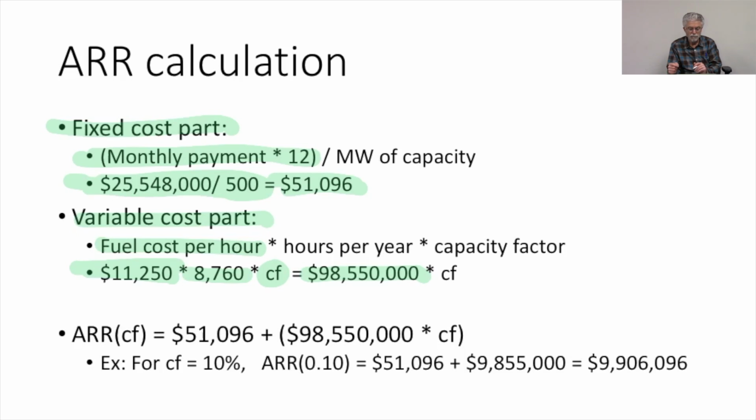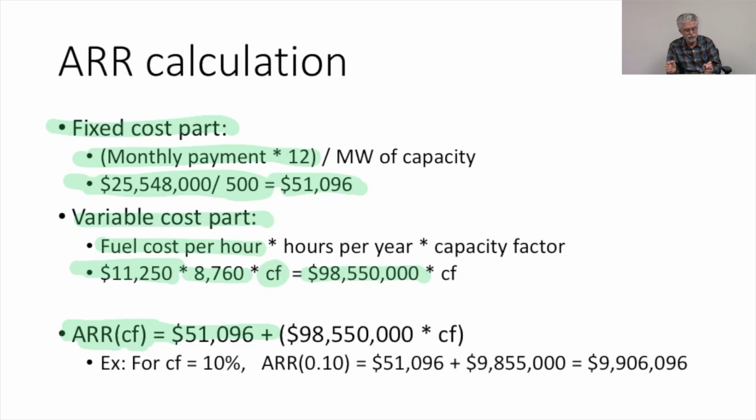$98,500,000 a year, multiplied by the capacity factor. That gives us our actual variable cost, part of our annual revenue calculation. So to finish up, I have our annual revenue requirement as a function of capacity factor here.